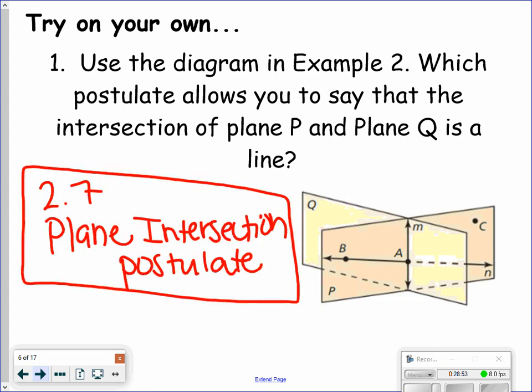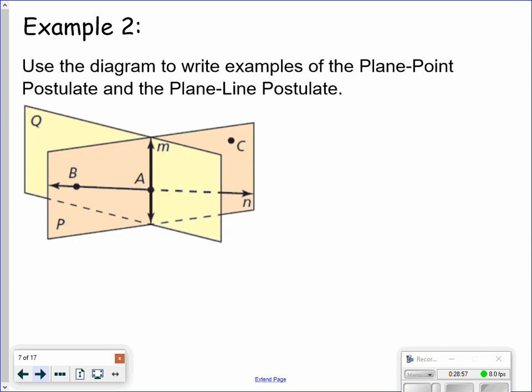So 2.7, plane intersection postulate. When 2 planes intersect, they create a line. Use a diagram to write an example of plane-point postulate and plane-line postulate. So, plane-point postulate. So plane-point postulate states this.